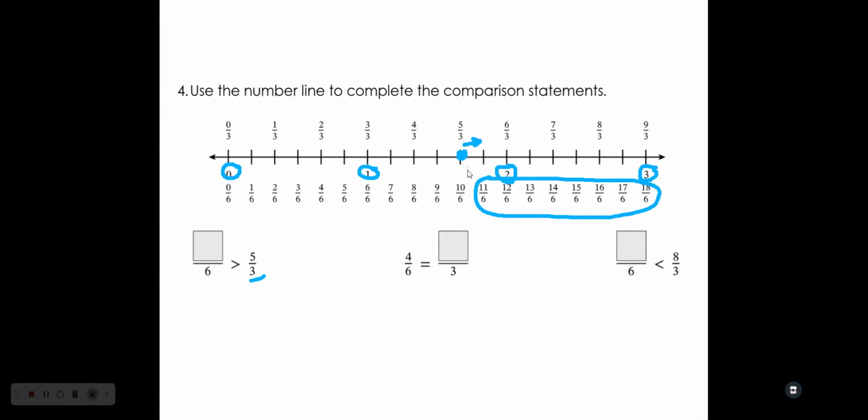Okay, do not select the one that's right on the same one because that would mean it's equal to. We're not doing equal to. We want a bigger one. So in this case, just for fun, I'm going to pick 15/6 because it is bigger. Any of these that we circled would work. Okay?